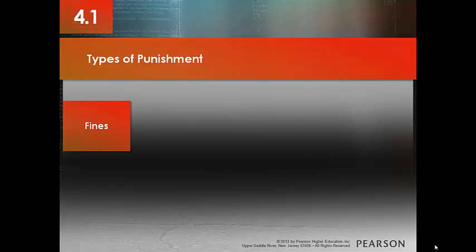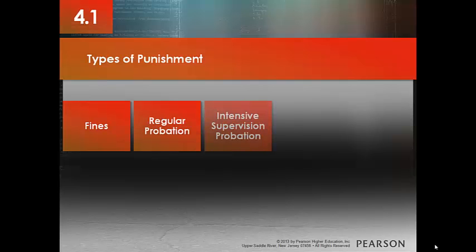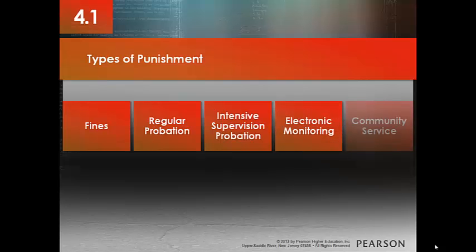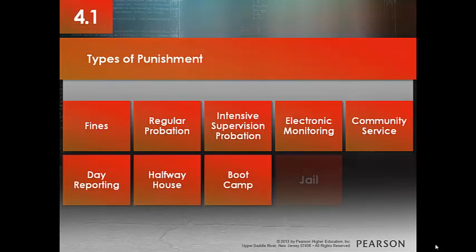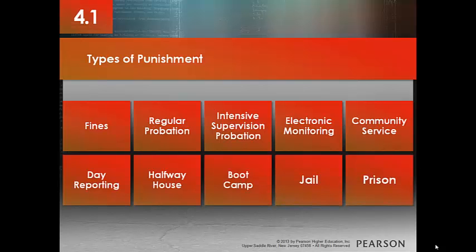There are 10 types of punishments, not counting execution, of course, that are listed in Table 4.1 on page 57. To begin with, fines, regular probation, intensive supervision probation, electronic monitoring, community service, day reporting, halfway houses, boot camp, jail, and of course, finally, prison. These are not necessarily listed in order of severity, and each will be discussed in greater detail throughout the text.